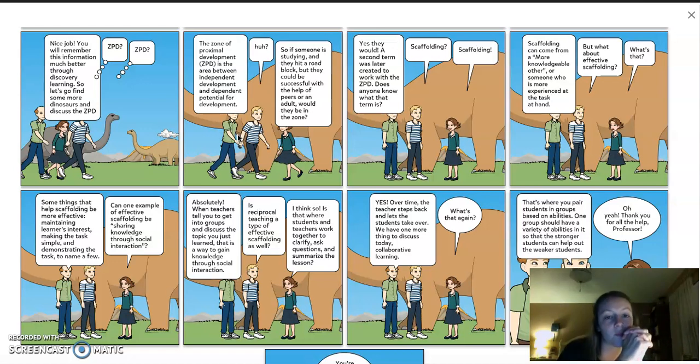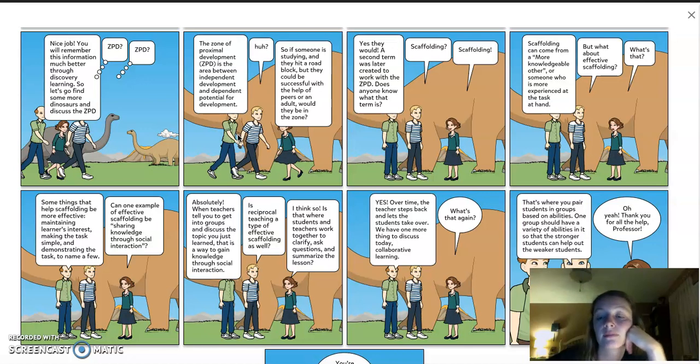Basically, if someone is studying and they hit a roadblock, but they figure they could be successful with the help of a peer and adult, would they be in the zone? Yes, they would. A second term was later created to work with the ZPD. Does anyone know what that term is? Scaffolding? Yes, it's scaffolding. Scaffolding can come from a more knowledgeable other or someone who is more experienced at the task at hand.